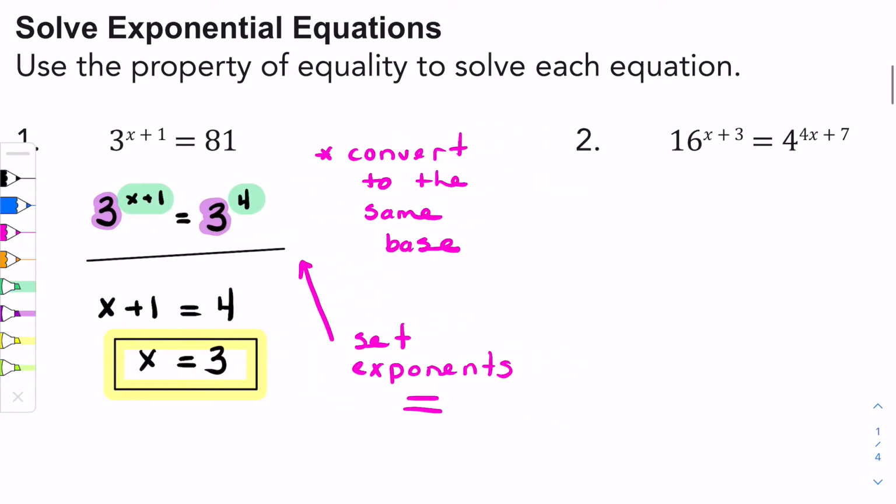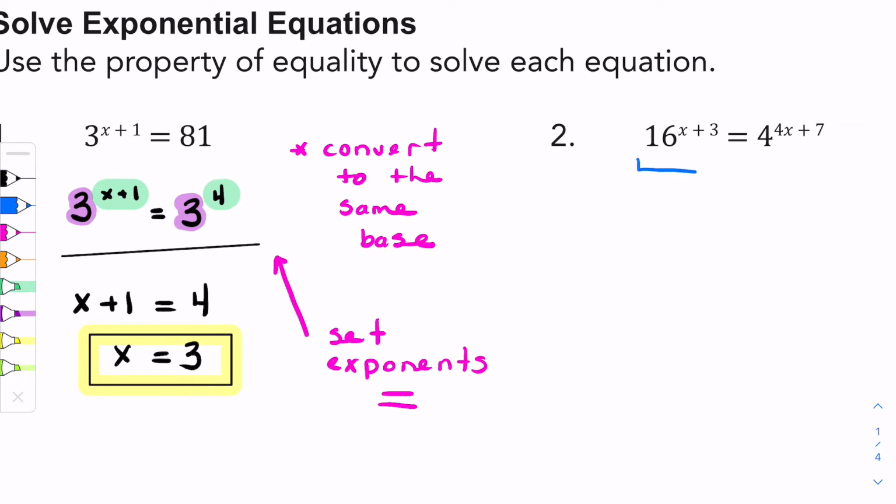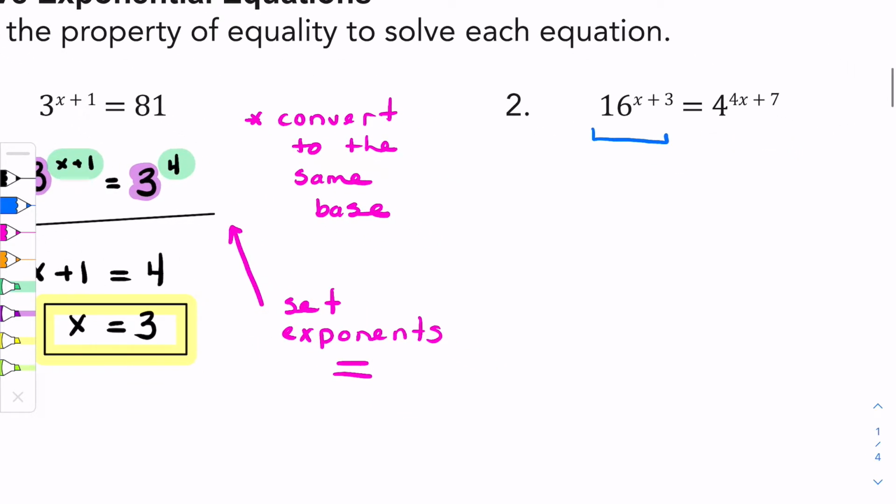For number 2, start by checking to make sure you have one single term on each side. We do, so we're all set. We have 16 raised to the power of x plus 3, and that's equal to 4 raised to the power of 4x plus 7. So this one has a few different ways you can solve, because you could break 16 down to 2 to the 4th, or you could break it down to 4 squared. I'm going to use 4 squared because if I look on the right side, I already have a base of 4. However, if you choose to break it down using the base of 2, you are going to end up with the same answer as me.